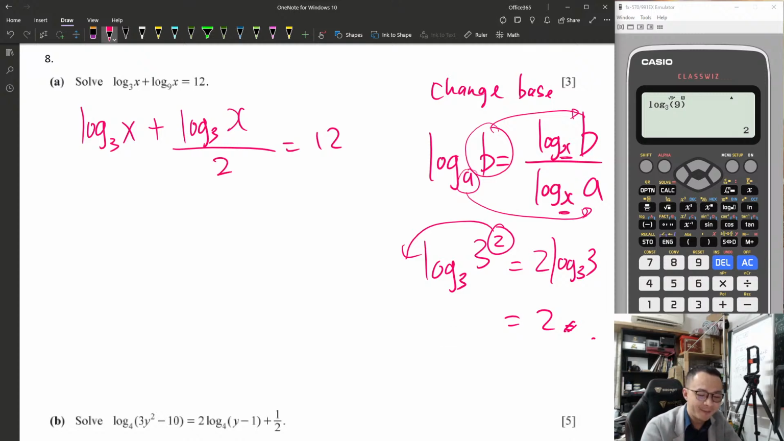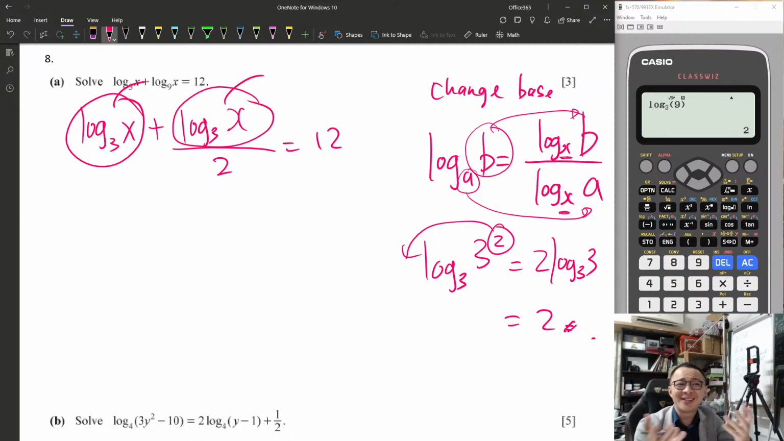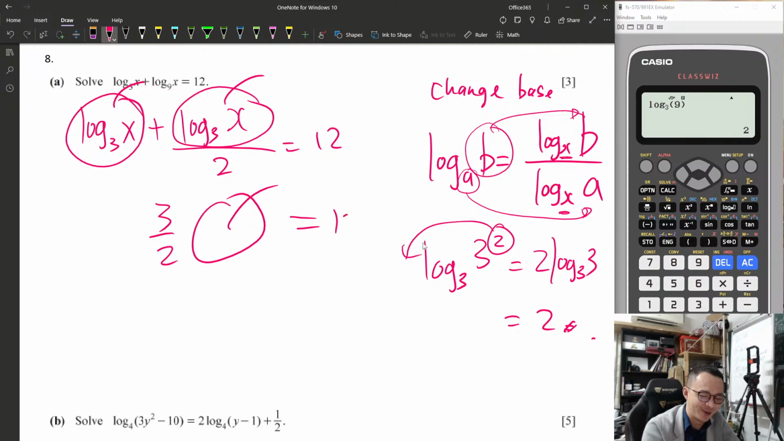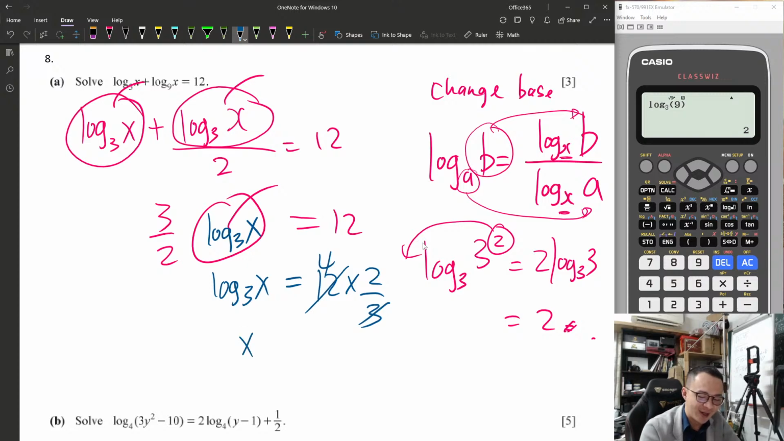Alright, so here, I'm not sure you can see or not. 1 apple plus half an apple. If 1 apple plus half an apple, how many apples do you have? You have 1.5 apples, isn't it? 1.5 in the fraction world, what do we call? 3 over 2 apples equals 12. And what is my apple? Log 3 of x. Okay? So then what I want to do here is, I just move the 3 over 2 to the other side. It becomes 2 over 3. Simplify, I get 4. This is 8. So x is 3 to the power of 8. Then got the answer.